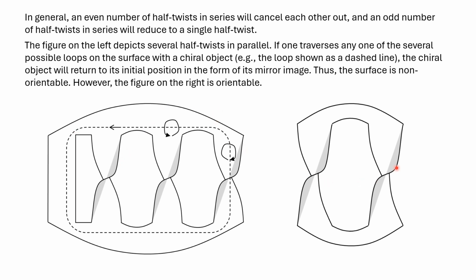On the other hand, the figure on the right, no matter where you start, if you go around and come back, you're going to flip your chiral character twice and come back to the original orientation. So this is an orientable surface.